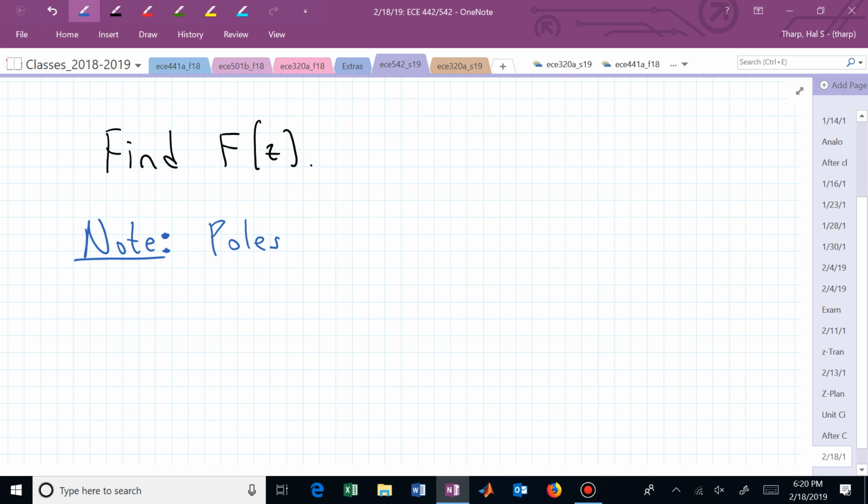Are the poles included in the region of convergence? I see some heads going left and right, and I see some heads going up and down. Which way should our heads be going? Should the region of convergence include poles? No. The poles bound our region of convergence, so the poles are not in the region of convergence.